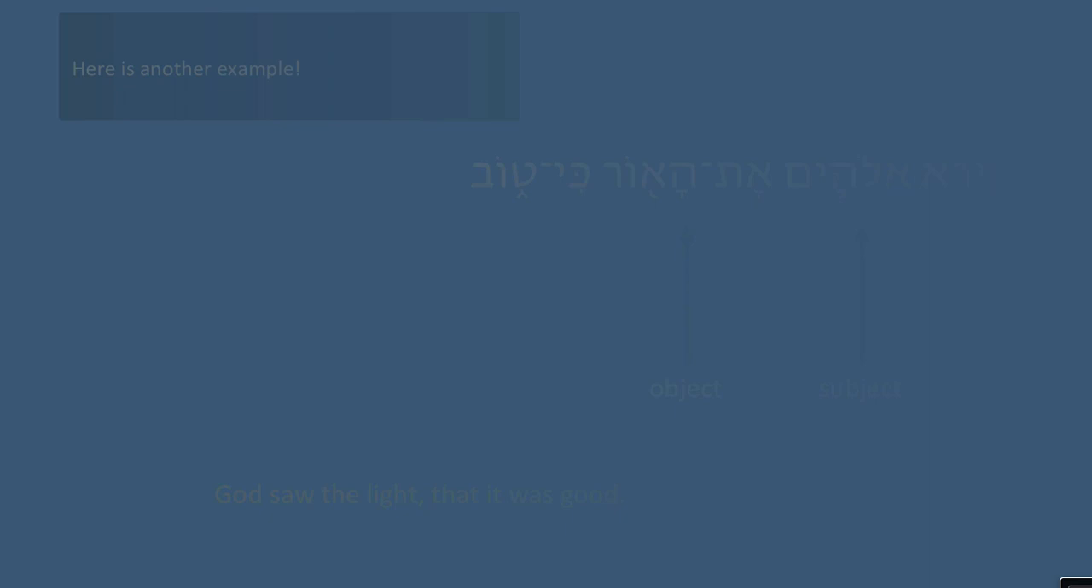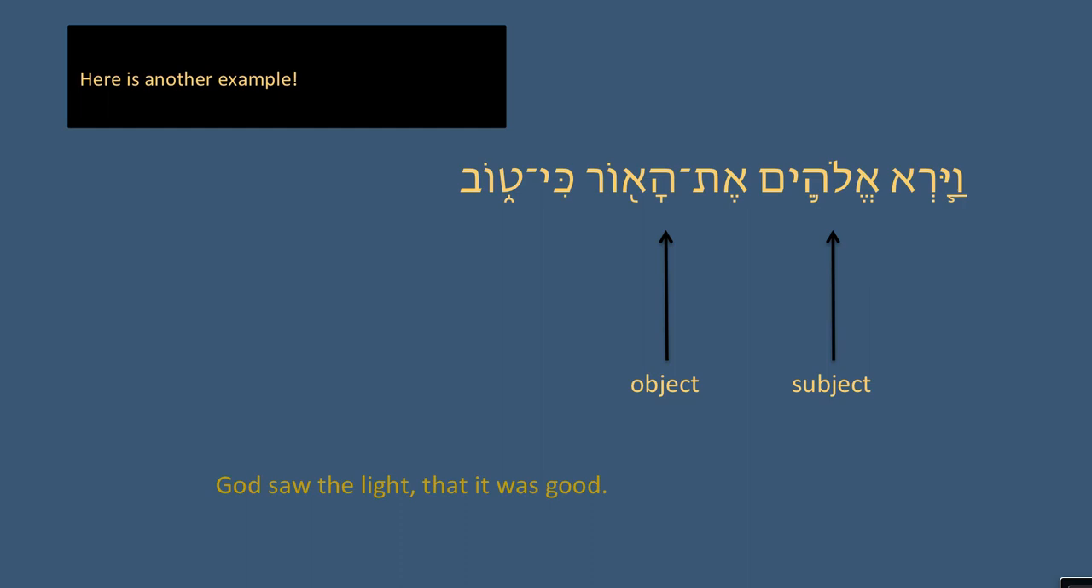All right, another example. This is also from the first chapter of Genesis. Vayar Elohim et ha'or ki tov. So notice in this case, our object again is marked by the et preceding the definite noun. In this case, we have the makef, and so the et only has a segol on it. God saw the light, that it was good.